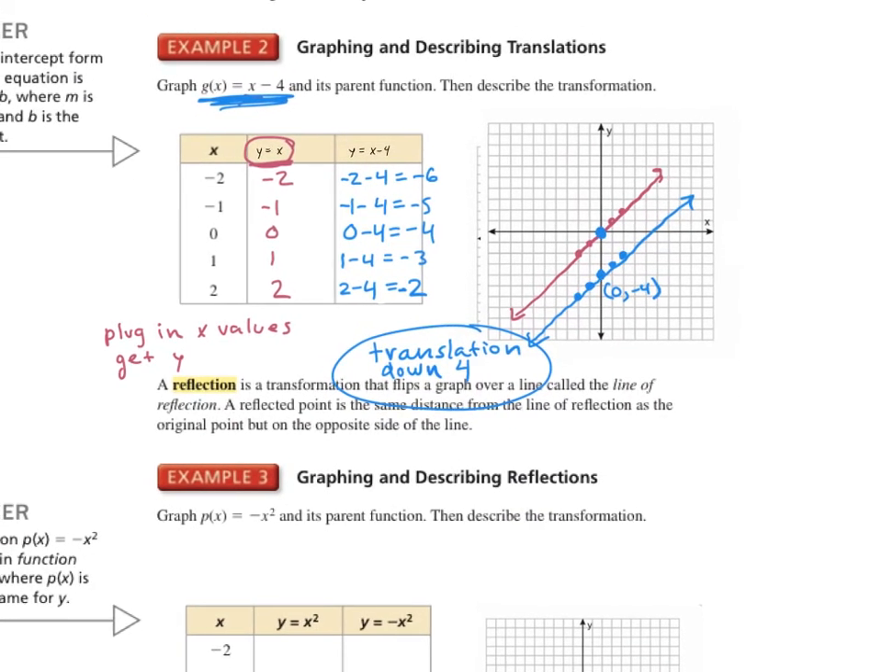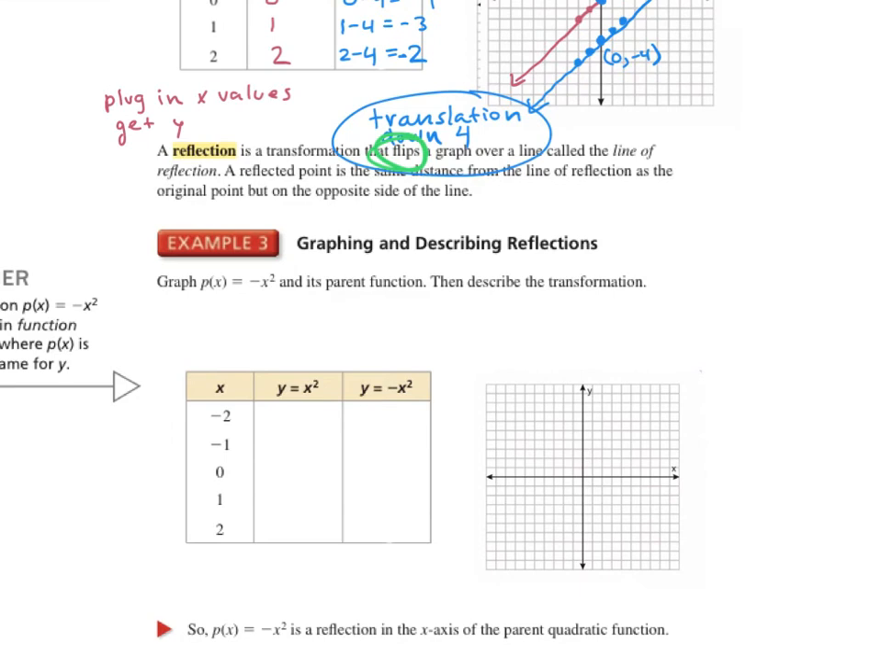Next we have a reflection, which is a transformation that flips. So here our keyword is flips. A graph over a line called the line of reflection. A reflected point is the same distance from the line of reflection as the original point, but on the opposite side of the line. So looking at our next example, we have p of x is equal to -x squared, and we need to graph the parent function. So our parent function, since we see that this x is being squared, is just x squared.